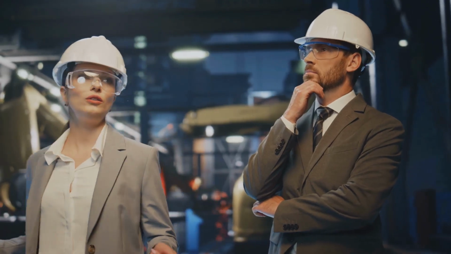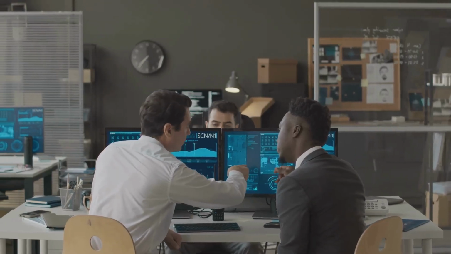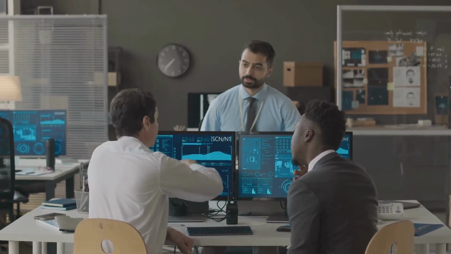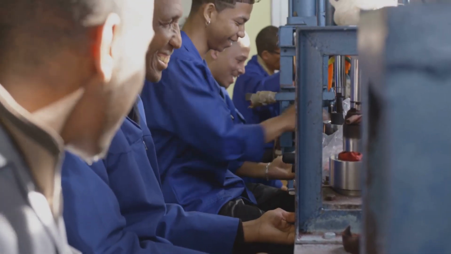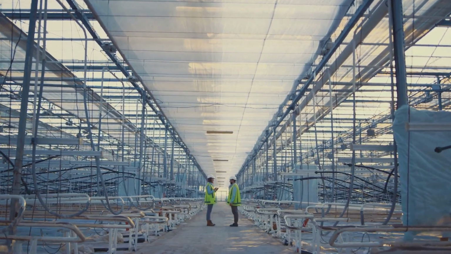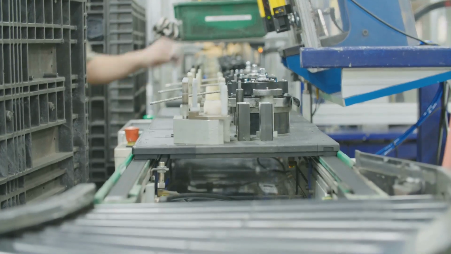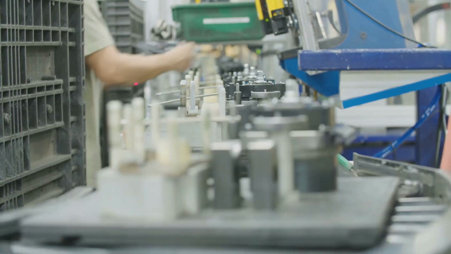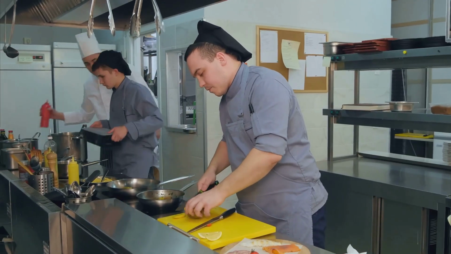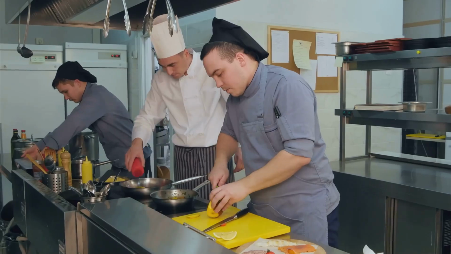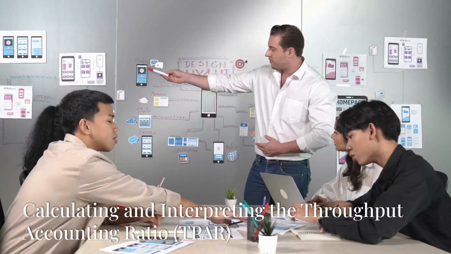Identify the constraint: find the weakest link in the production or service process. Exploit the constraint: maximize its efficiency without major investment. Subordinate everything else: ensure the entire system supports the constraint. Elevate the constraint: if necessary, invest in solutions like automation or staff training. Repeat the process: once the initial constraint is removed, find the next weakest link. For example, if a restaurant's constraint is slow food preparation, streamlining kitchen processes or pre-prepping ingredients could increase throughput.